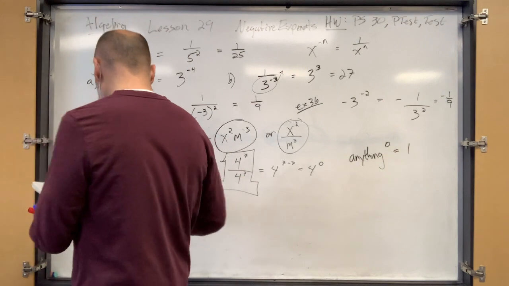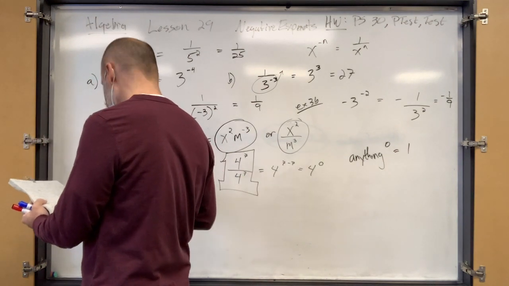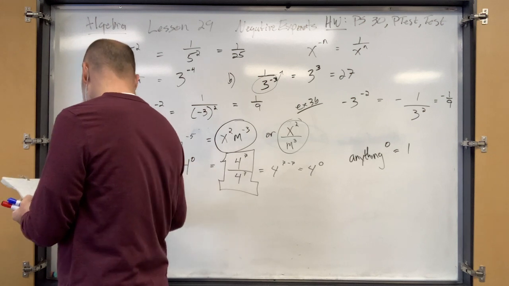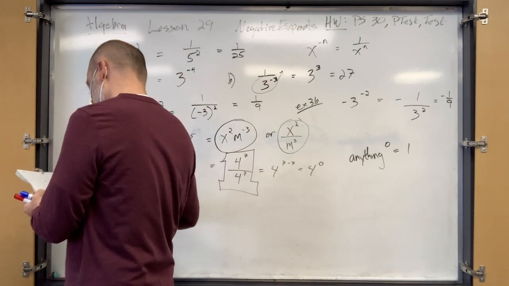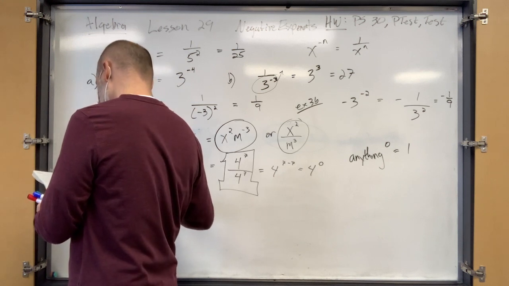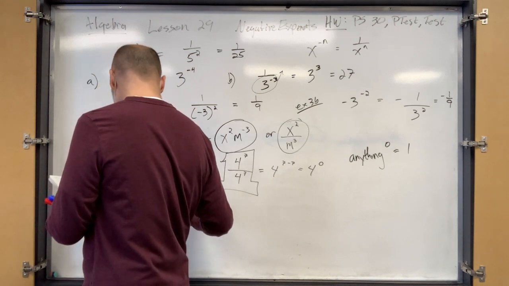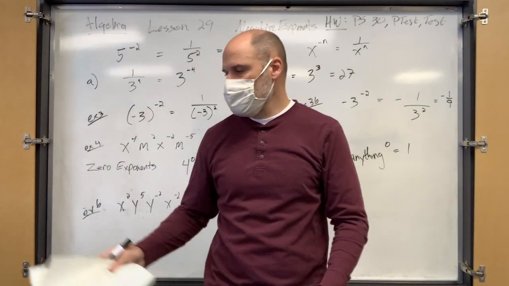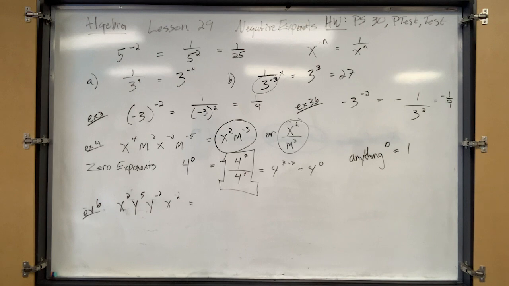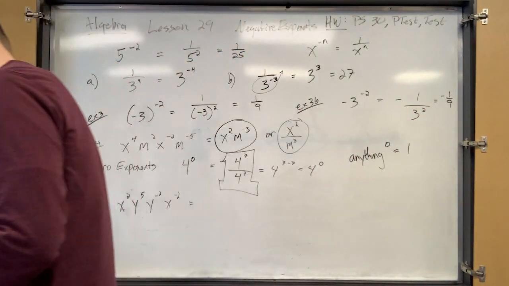Okay, so let's just apply this to a few more examples and then we'll move on to lesson 30. Here's example 6. X squared, y to the 5th, y to the negative 2, x to the negative 2. See if you can simplify that. Give me an answer. You can give it to me however you want, either with all positive exponents or without denominators, doesn't matter.